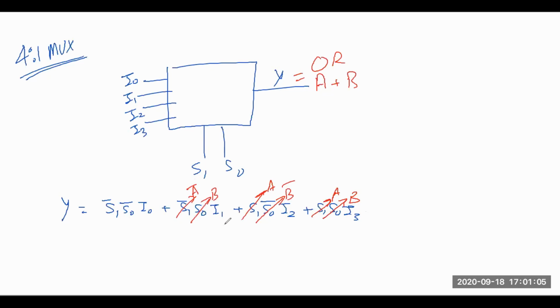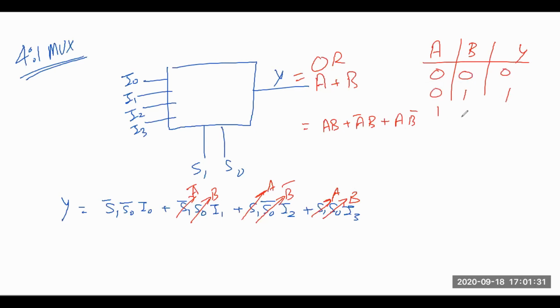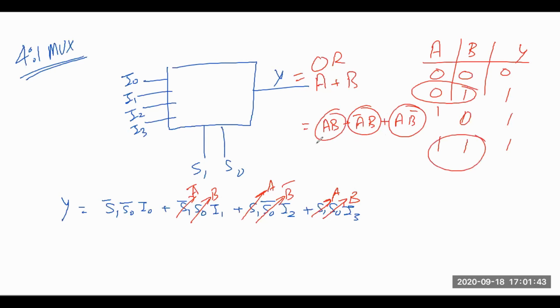And if I have AB plus A bar B plus AB bar, because if you check the OR gate truth table, when this is 0 0, you will get 0. If it is 0 1, you will get 1. If it is 1 0, you will get 1. If it is 1 1, you will get 1. So this 1 0 or 0 1 can be written in this way, and this 1 1 can be written in this way. That's why I'm choosing this one as AB.